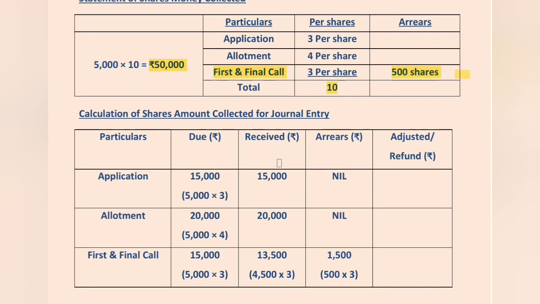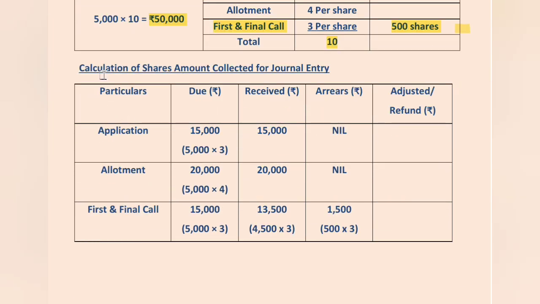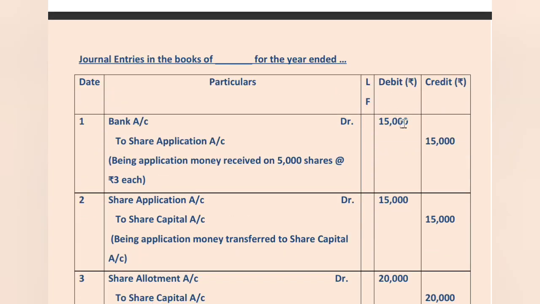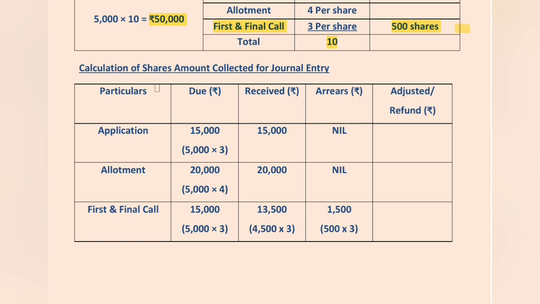After that, for our reference, we have to put a statement to simplify the journal entry amounts. So we need to prepare a statement like this. A statement with the particulars: due, received, arrears, adjusted or refund. This is a statement; the arrears calculation is also in this.